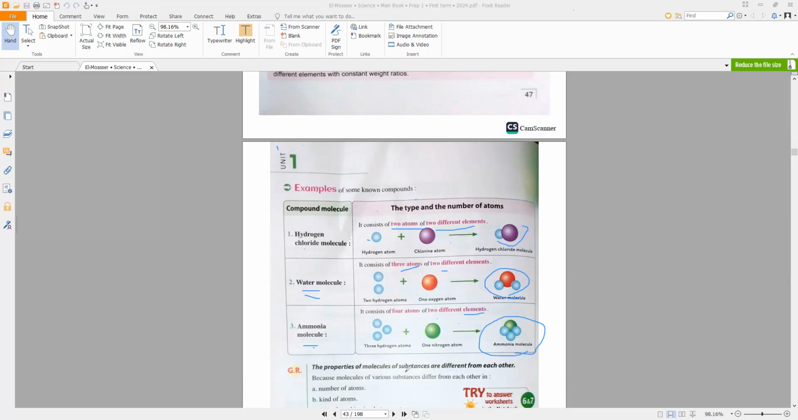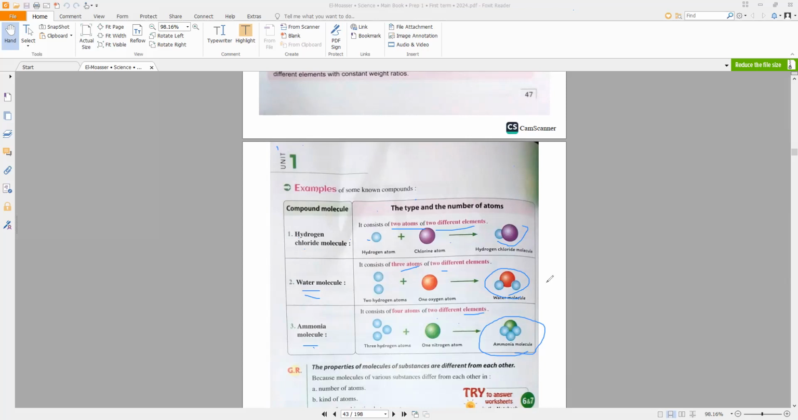The properties of molecules of substances are different from each other. This molecule differs from this molecule, which differs from this molecule. Why? Because these molecules differ in some things. Number one, they differ in number of atoms: 2, 3, 4. Number two, they differ in kind of atom. This is chlorine with hydrogen, this is oxygen with hydrogen, and this is nitrogen with hydrogen. So they differ in kind of atom and in the way of combination.